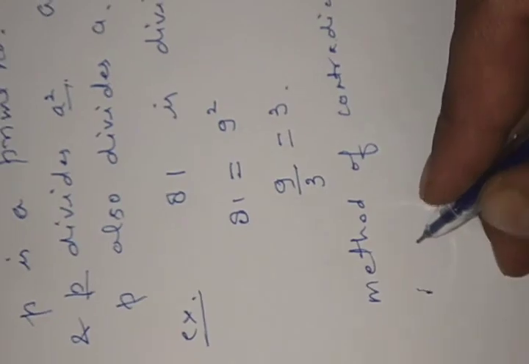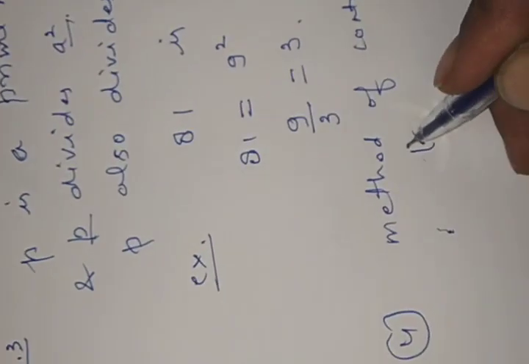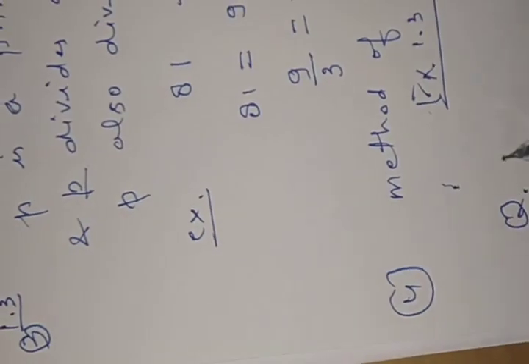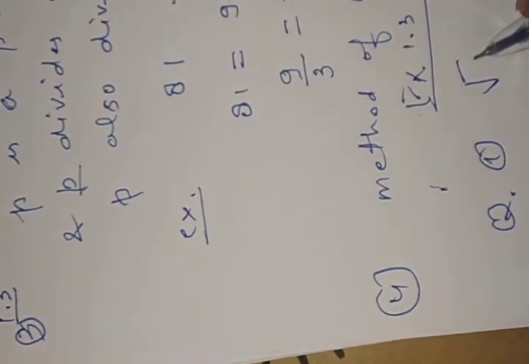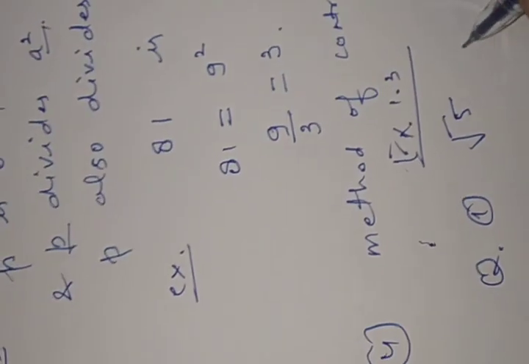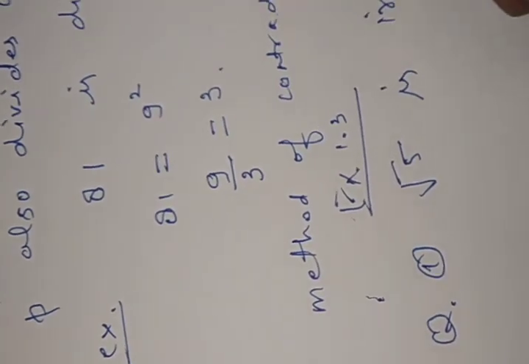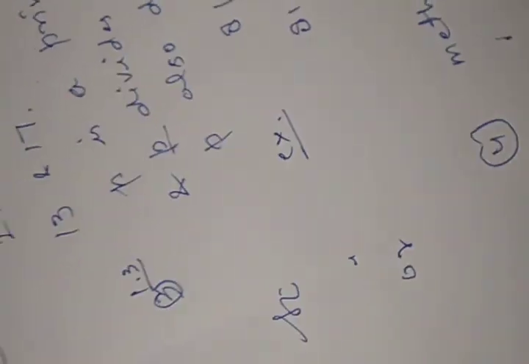The most accurate example for this is exercise 1.3, question number 1. Prove that root 5 is irrational. Root 5 is irrational. What are we going to do now?